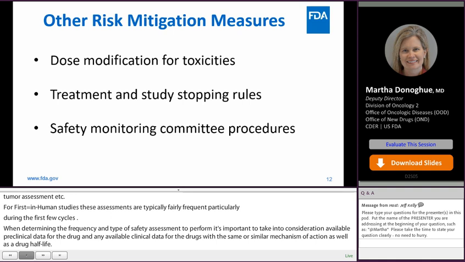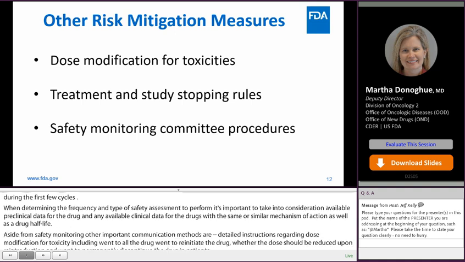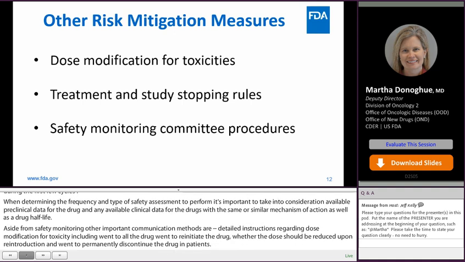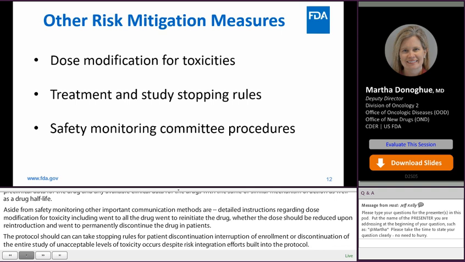The protocol should contain clear stopping rules for patient treatment discontinuation and interruption of enrollment or discontinuation of the entire study if unacceptable levels of toxicity occur despite the other risk mitigation efforts built into the protocol. Finally, protocols should describe how the overall safety of the trial will be assessed and how decision-making will occur as safety signals arise, necessitating a change in study conduct.